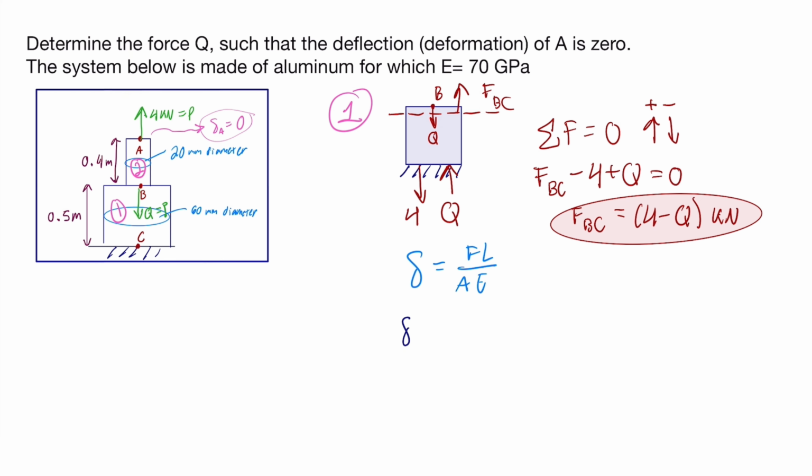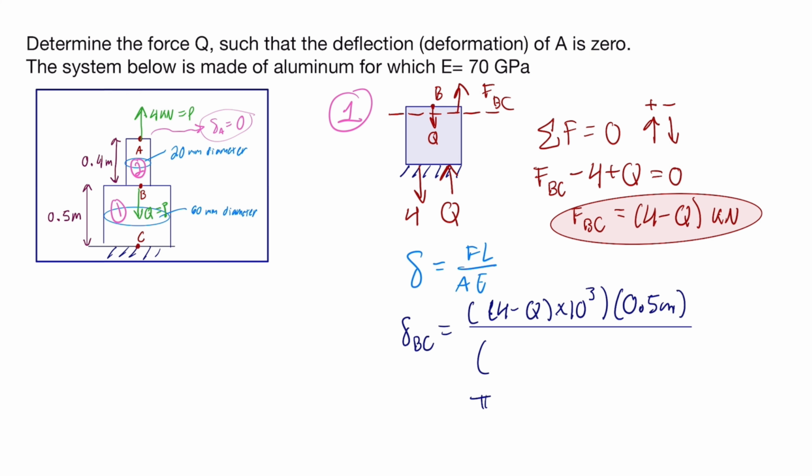So the deformation of the segment BC is equal to the force, which is the force applied at the cut. So that will be the force BC. So we will put 4 minus Q. And then to convert to the proper units, we will do times 10 to the 3. Then multiply that by the length, which is the 0.5 meters as shown here, over the area, which, since we are given the diameter, we will do pi times the diameter divided by 2, squared.